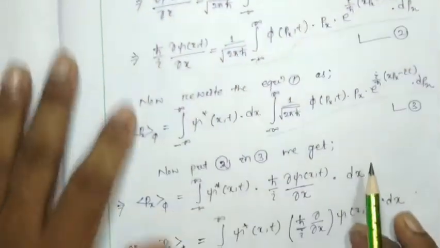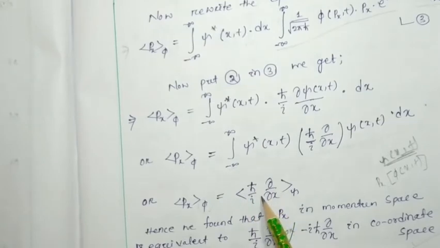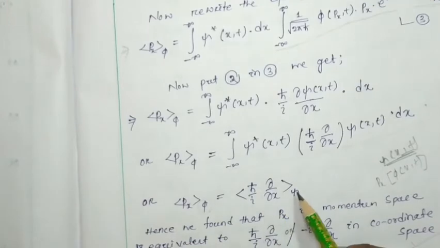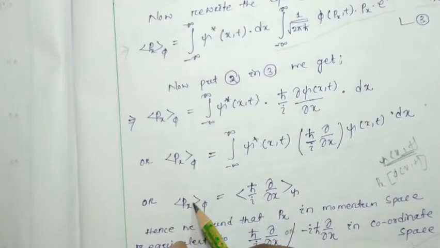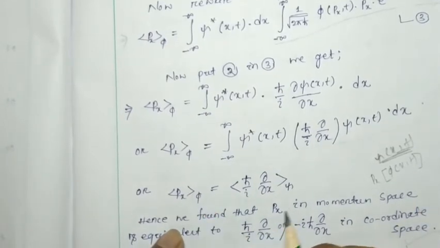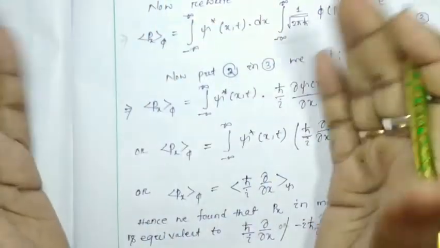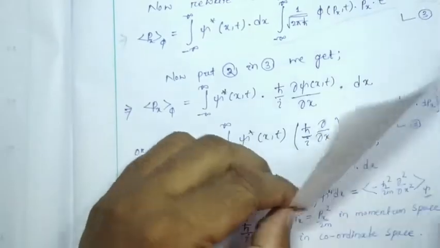Likewise, for the momentum in coordinate space, it will be h cross by i del by del x. So this is nothing but the momentum operator for finding the expectation value of momentum in coordinate space. In momentum space, only px will be the momentum operator. In our last class, you can follow the video and find the detailed discussion about this.